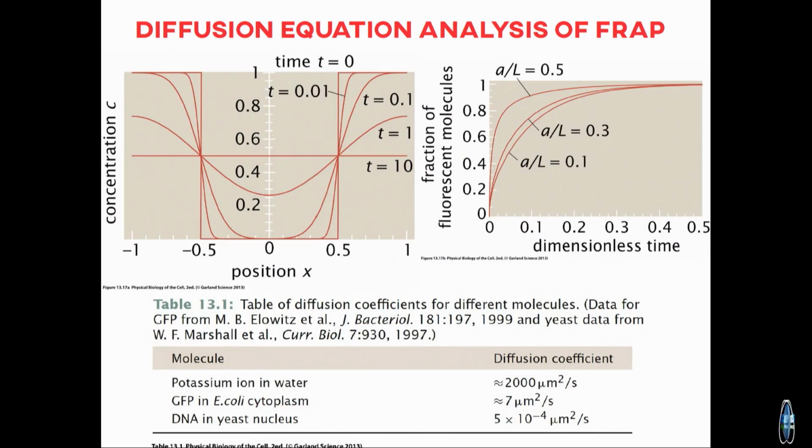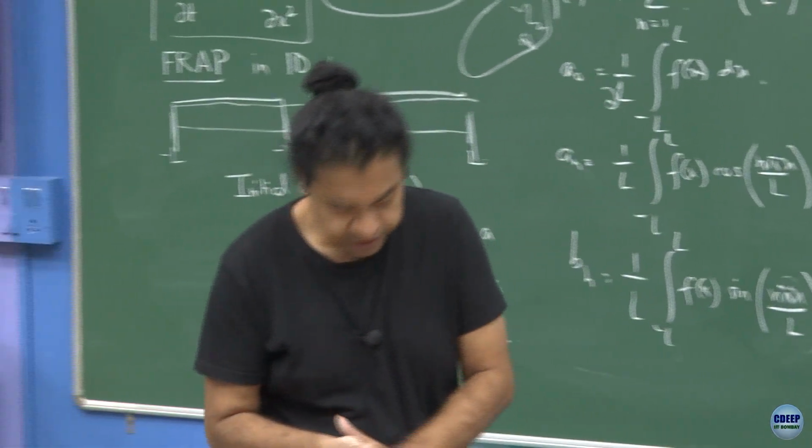Here are some measurements of the diffusion coefficient obtained through these sorts of FRAP experiments. This is a small ion, which is of course very fast: 2000 microns squared per second. This is a green fluorescent protein inside the E. coli cytoplasm. Again, that is the range, 10 microns squared per second. And DNA inside the nucleus is very low, because DNA is a very long polymer, so it essentially does not move a lot. If you were to look at the diffusion coefficient of DNA, it would turn out to be very low. You can do the same thing for whatever protein or molecule is of interest and read off the diffusion coefficient. Okay, so I think I'll stop here for today.